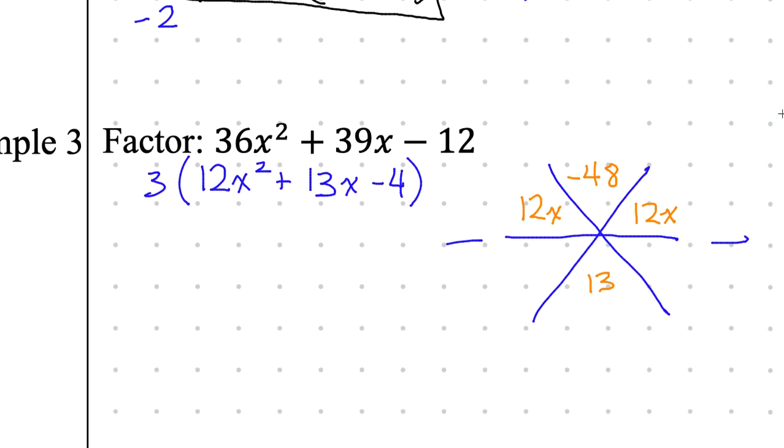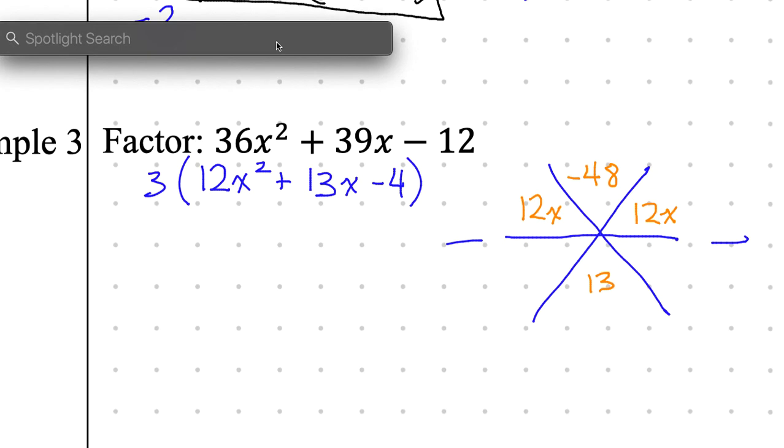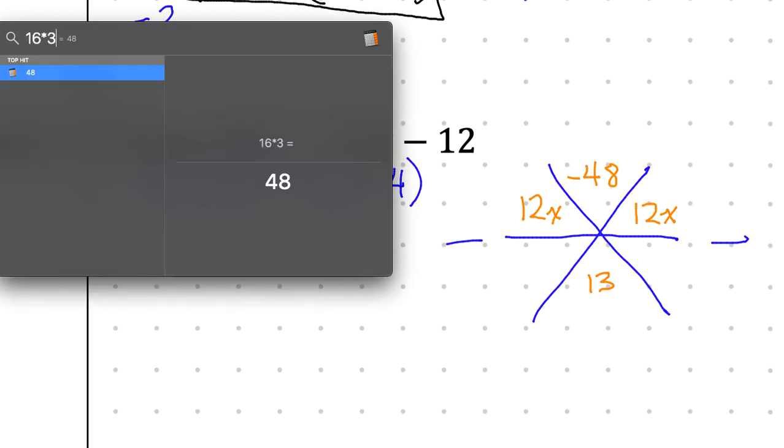And now the question becomes, what times what is -48 that also adds to 13? And that is kind of a tricky problem. And I'll give you guys this basically giveaway hint with my spotlight search. Did you know that 16 times 3 happens to be 48? So what's the answer for completing our Ninja Star then?